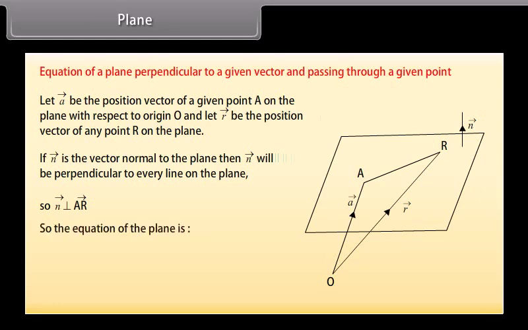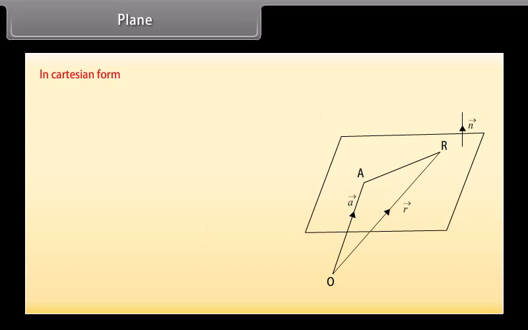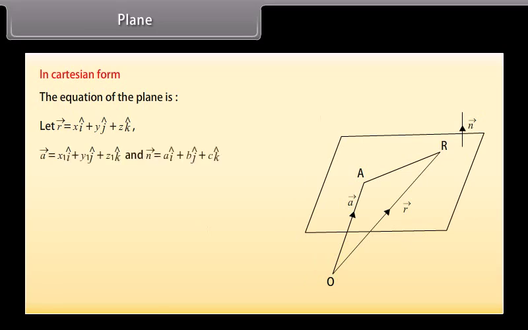So the equation of the plane is the dot product of vector AR and n equals 0, or the dot product of (vector r minus vector a) and vector n equals 0. In Cartesian form, let vector r equals x i cap plus y j cap plus z k cap. Vector a equals x1 i cap plus y1 j cap plus z1 k cap.